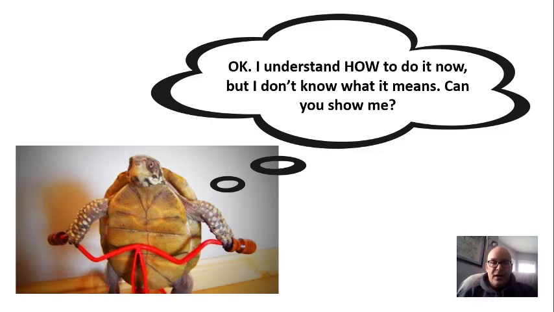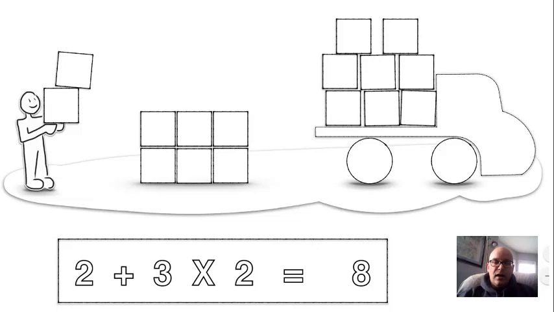Okay, I understand how to do it now, but I don't know what it means. Can you show me? This is what the turtle is asking. The tortoise wants us to go very slow because he's slow. So yeah, you know these long lines, but the math that we're learning is kind of like a story. This is what it actually means.